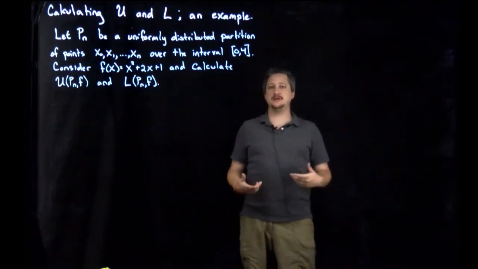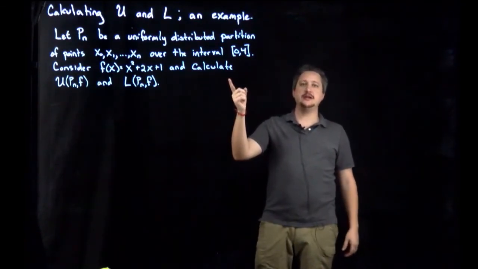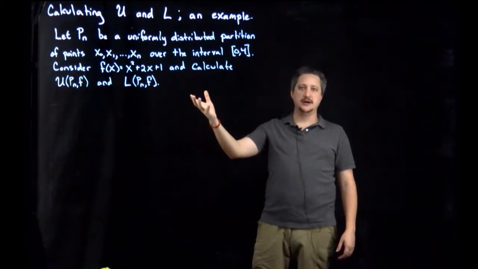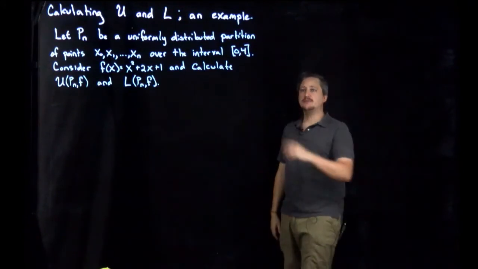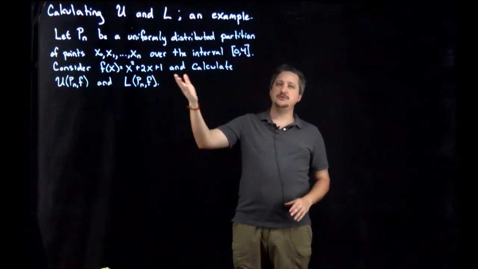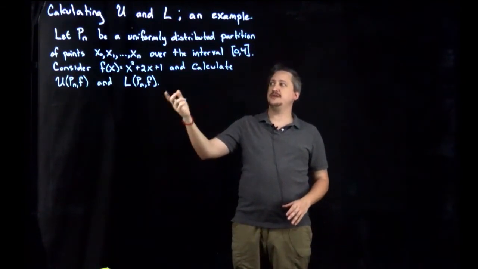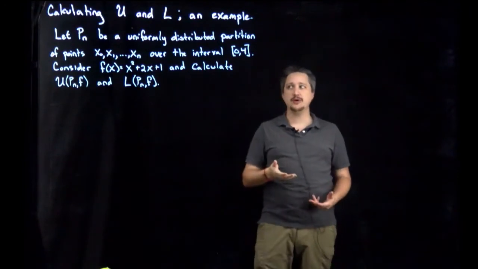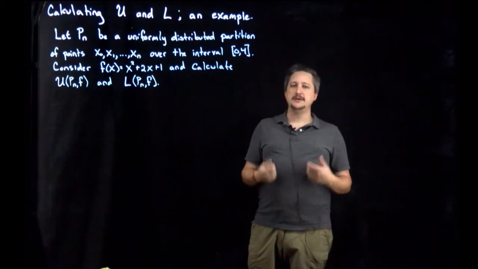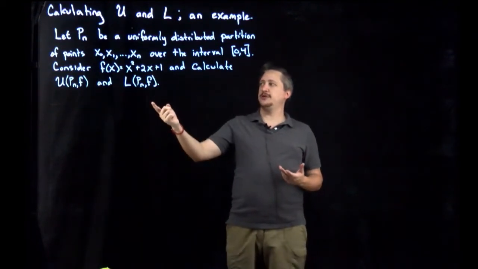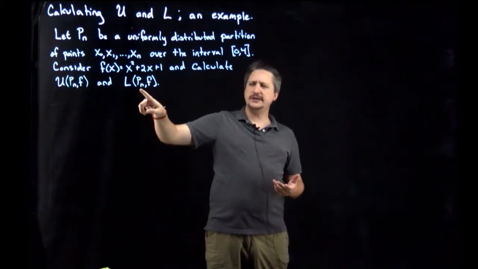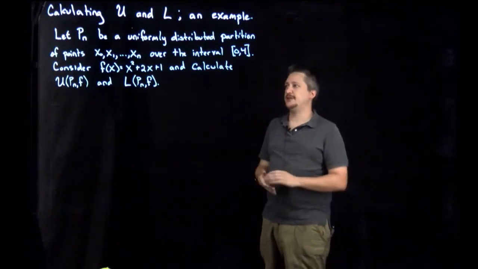Hello. So in this video, we're going to be calculating an upper and lower sum, rather explicitly, with an explicitly given function. So I have the question prompt written up here. Let Pn be a uniformly distributed partition of points x0 through xn over the interval 0, 4. Consider this function f of x, x squared plus 2x plus 1. And we want to calculate the upper sum for that given Pn of f and the lower sum respectively.